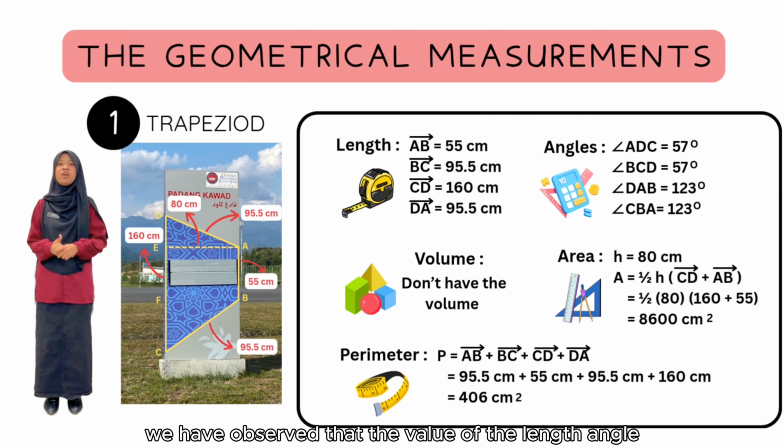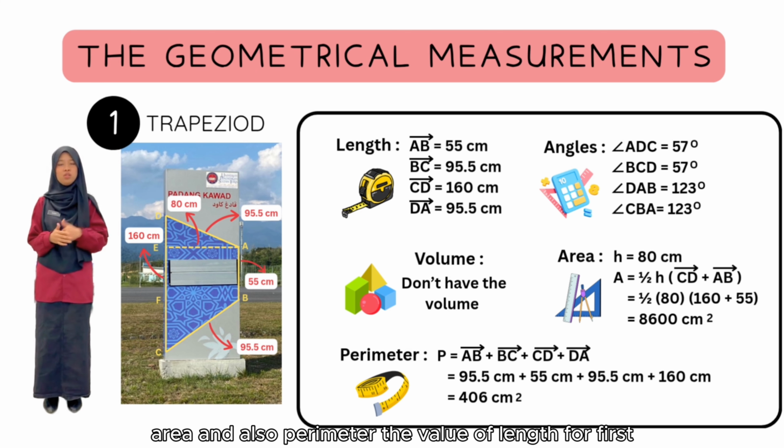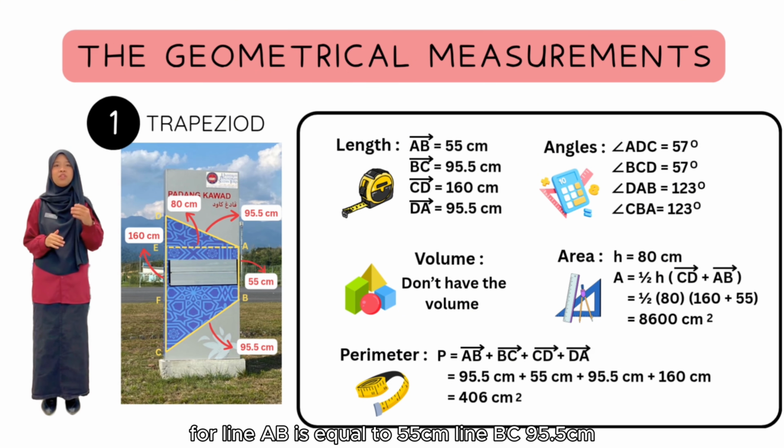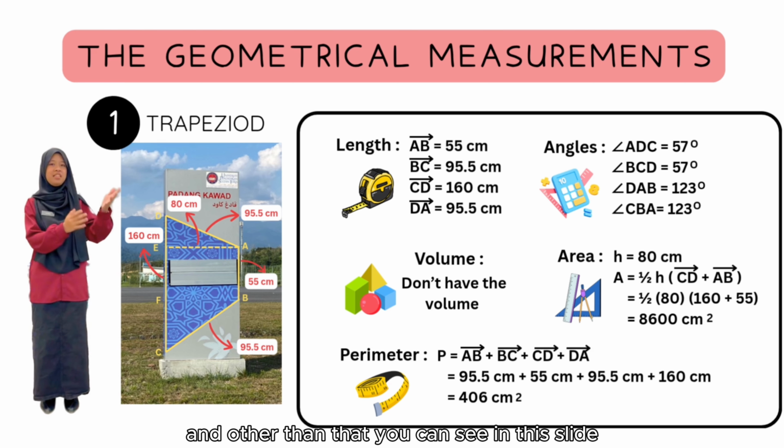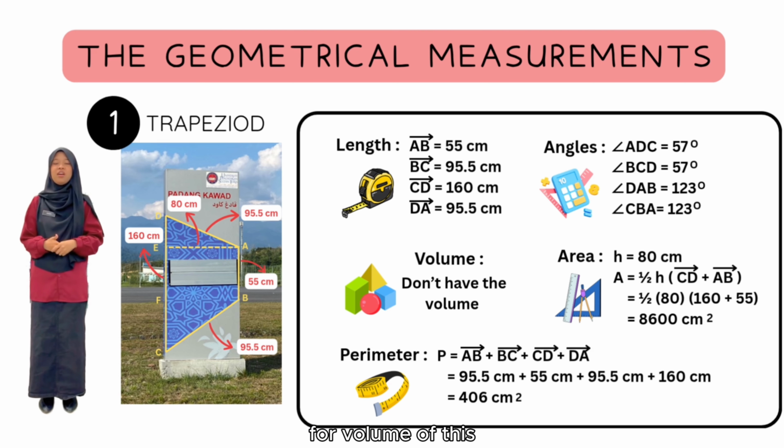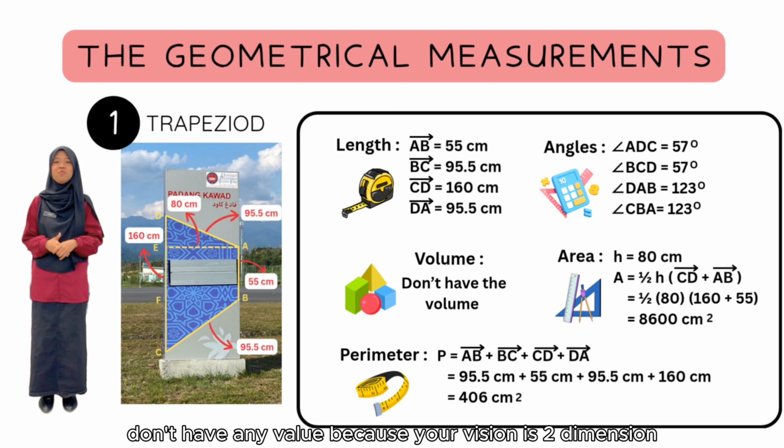From this image, we have observed the value of the length, angle, area, and also perimeter. The value of length for line AB is equal to 45, line BC is 95.5, and other than that, you can see in this slide. For volume, there is no value because the vision is 2D.